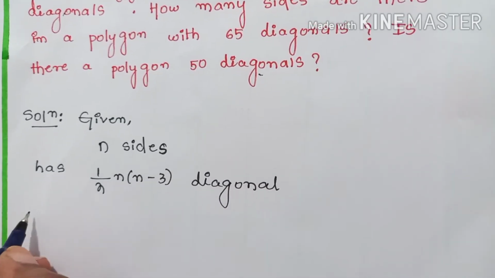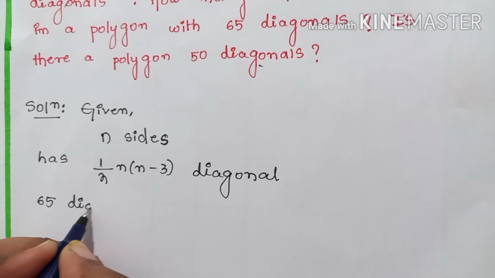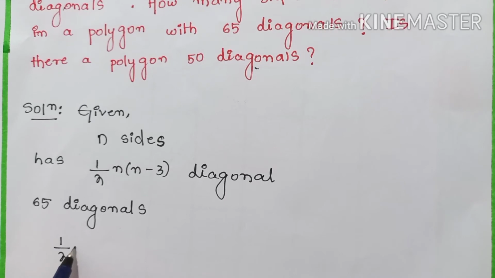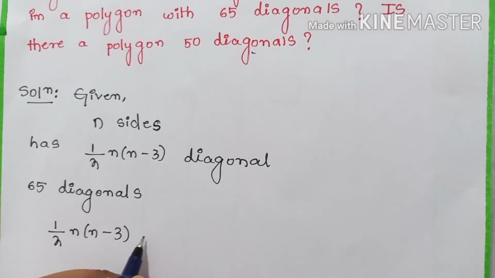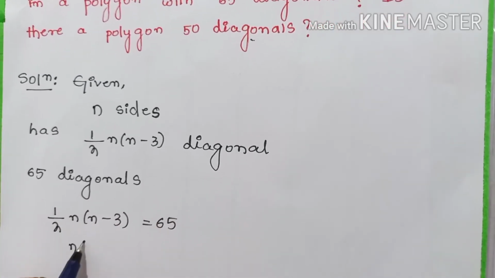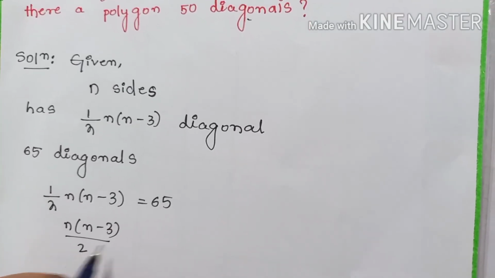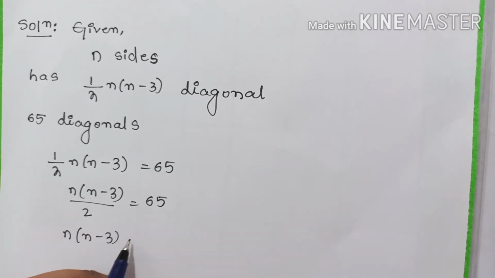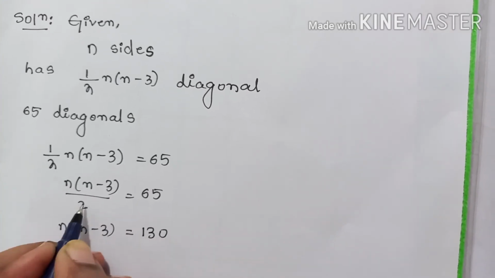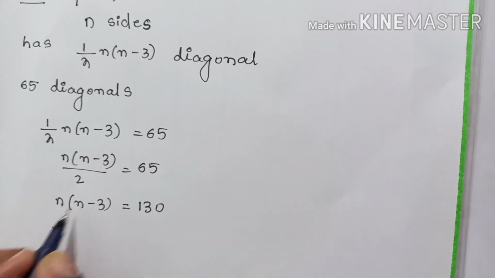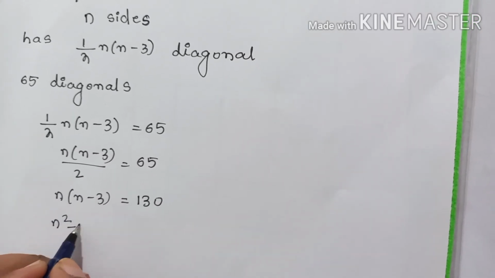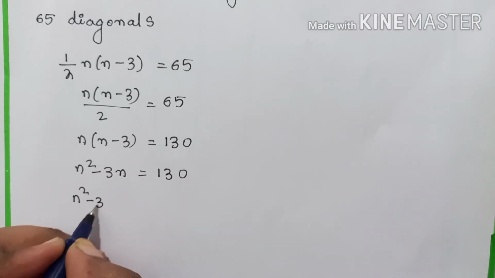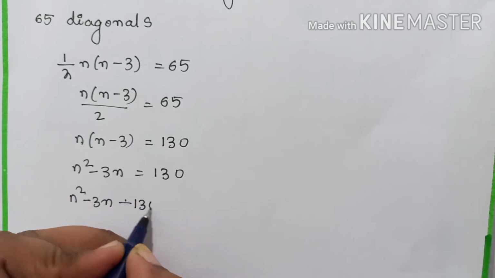Now check for the 65 diagonals. 65 diagonals means half into n into n minus 3 equals 65. That means n into n minus 3 by 2 equals 65. So n into n minus 3, taking 2 to the right-hand side, gives us 130, as 65 into 2 is 130. Now n into n is n square, n into minus 3 is minus 3n, that equals 130. So n square minus 3n minus 130 equals 0.